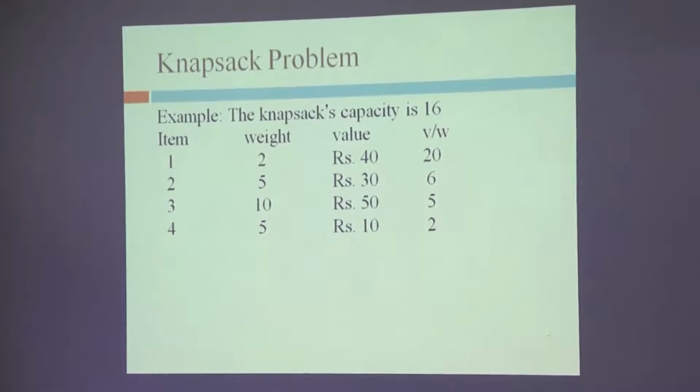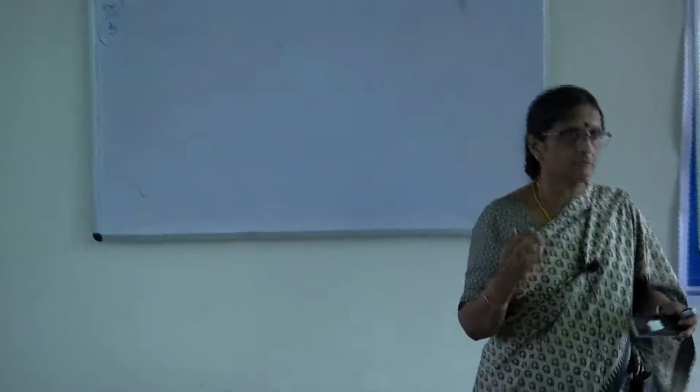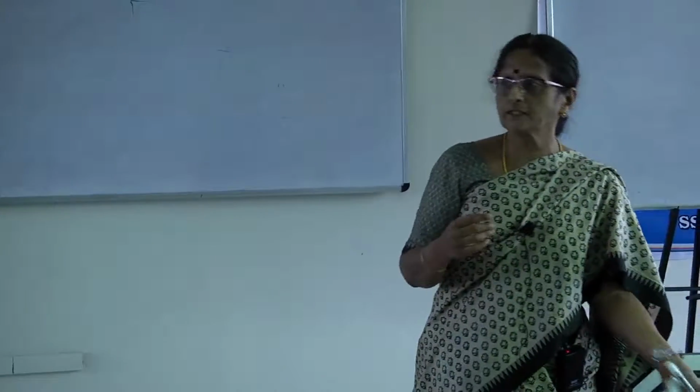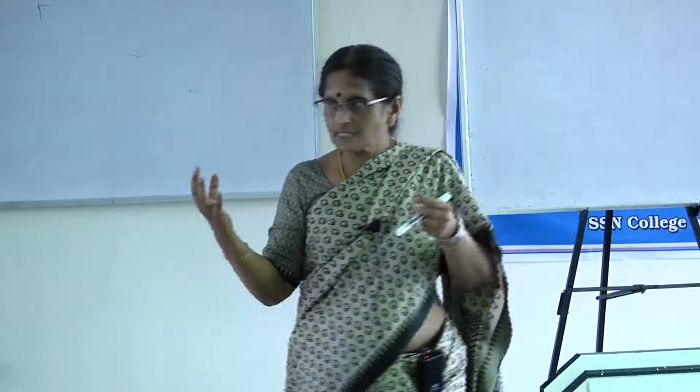So you will have to draw the state space tree now. This is similar to a state space tree, we need to know how to draw it. In the Hamiltonian cycle, in our TSP, no problem: after A comes B, after B comes C. So in this case, how are we going to draw the state space tree?